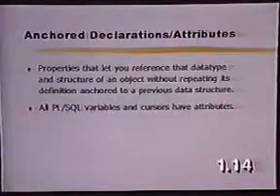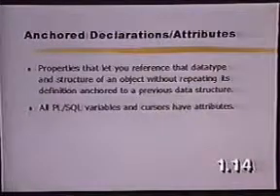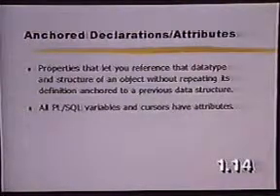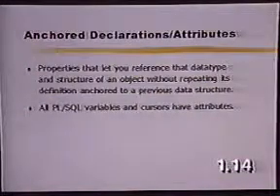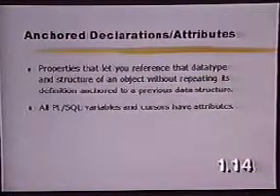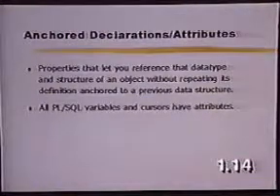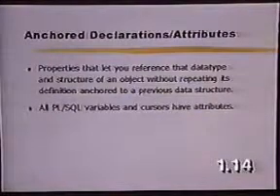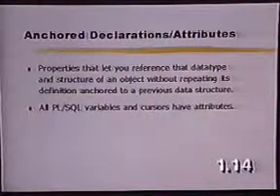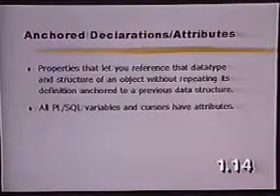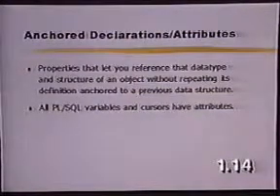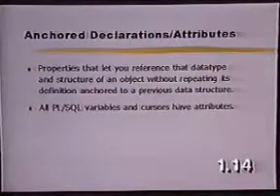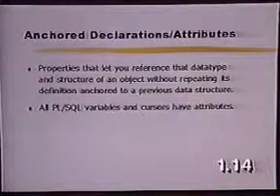Basically, an anchored declaration or attribute is nothing more than a property that lets you reference the data type and the structure of an object without having to repeat a definition that was anchored to a previous data structure. In other words, I can declare a variable, call it whatever, and say this variable is of the type of whatever type it is within that particular object. I can say, if the data type of this column is a number, I want this variable to be of that data type. Furthermore, if you change the structure of a table using an alter table command, and you change the data type of that column, my variable will still accurately reflect the new data type. So again, it saves you a tremendous amount of time.